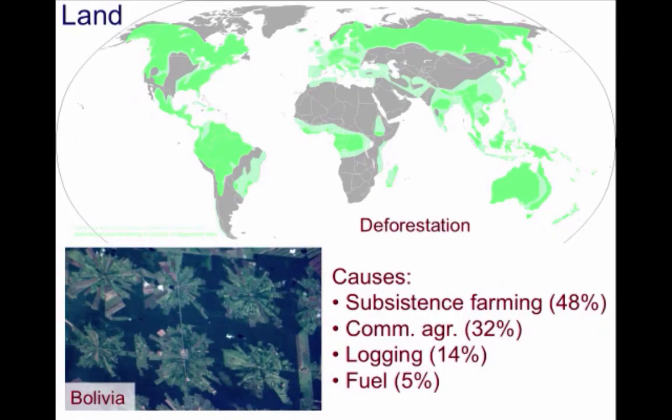Now, deforestation is not a singular process, and it has been going on for centuries. But some of the main causes go to subsistence farming, more specifically things like shifting cultivation, but also commercial agriculture, which primarily highlights the clearing of forests for the grazing of cattle and other livestock. But also logging and the use of fuel are some of the major reasons for deforestation.